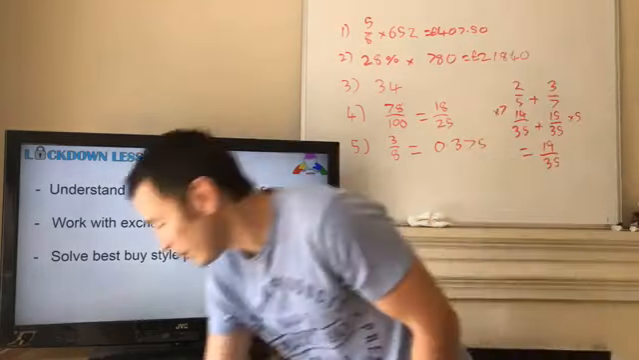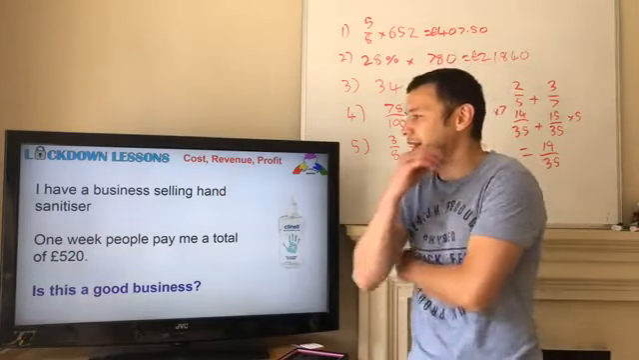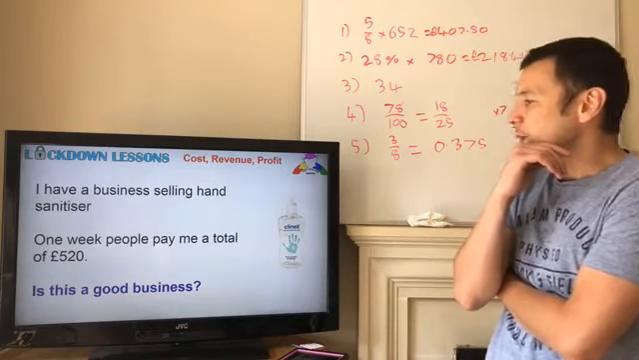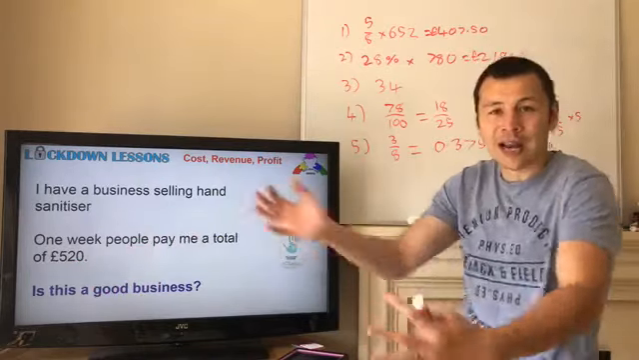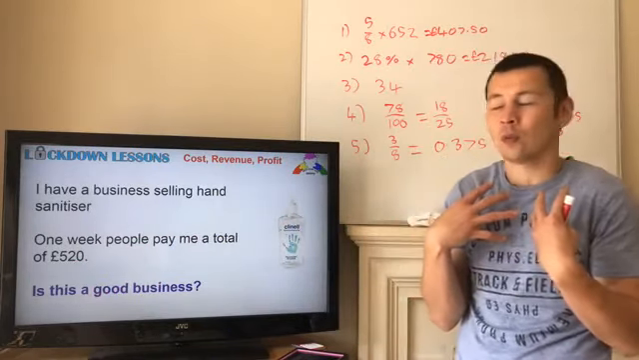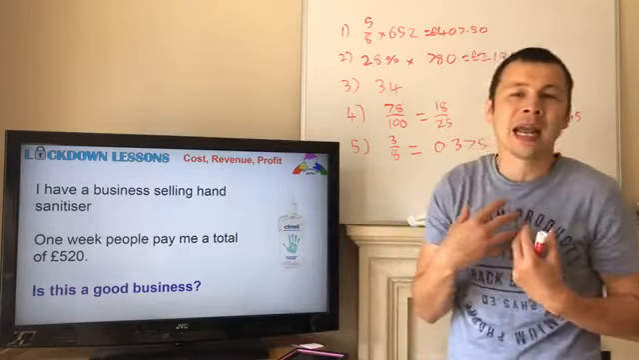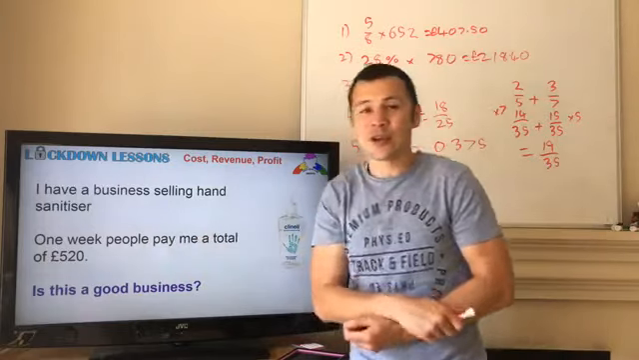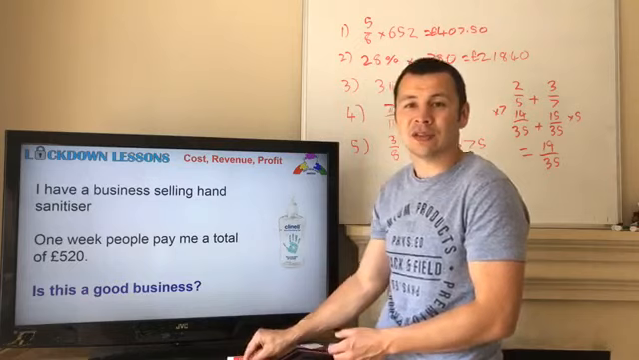Okay? So, first thing, I have a business selling hand sanitizer, which would be a good business at the moment because of everything going around. 1 week, people pay me a total of £520. So I get £520 in 1 week given to me by people. So I'm selling these bottles and they are giving me money and they give me £520. Is this a good business? Let me know your comments. Is this a good business or not?